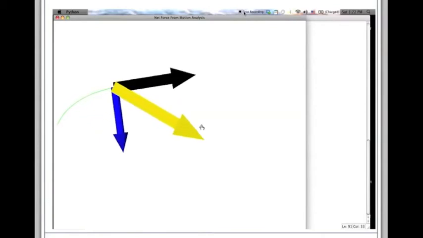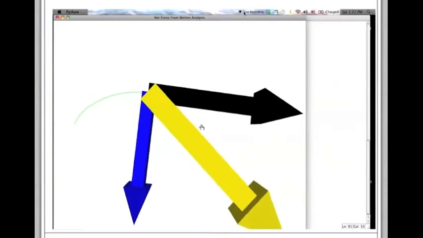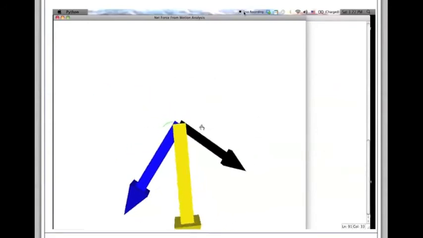So here as it goes around the black hole, I previously mentioned that the net force is going to be the yellow arrow, the perpendicular force is going to be the blue arrow, and the parallel force is going to be the black arrow.